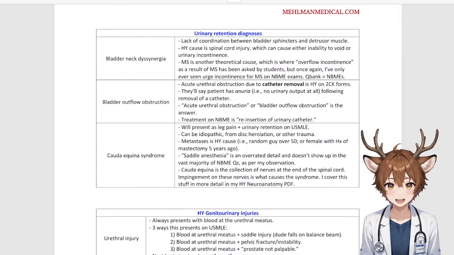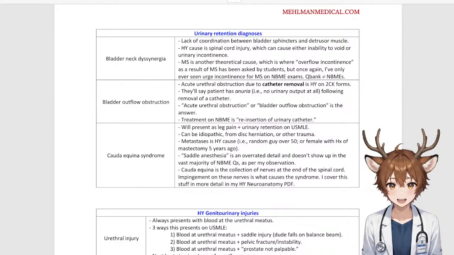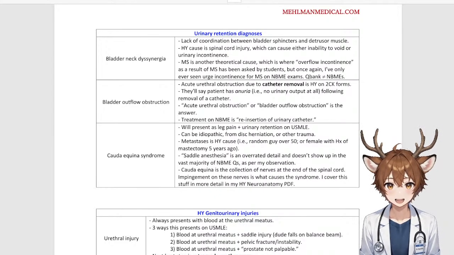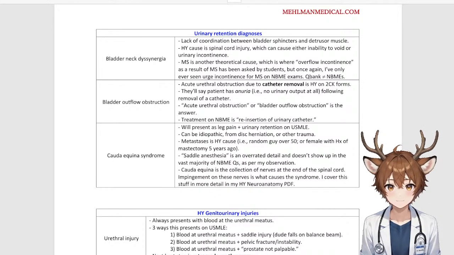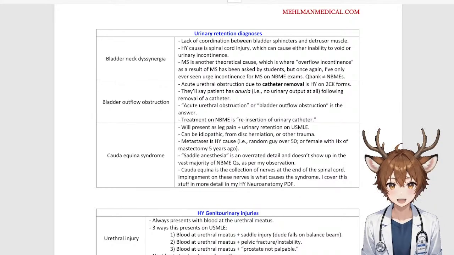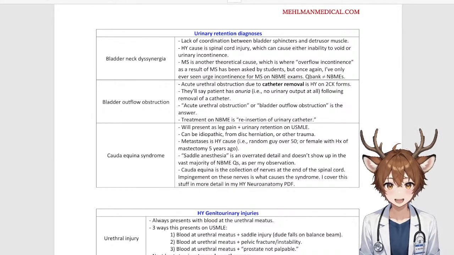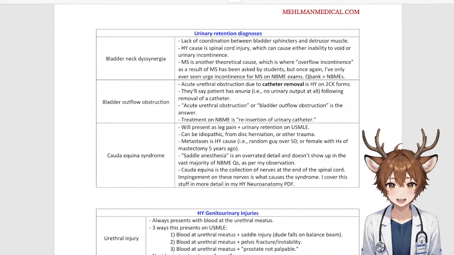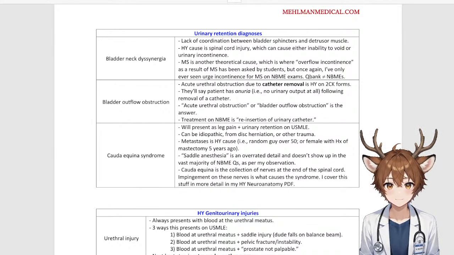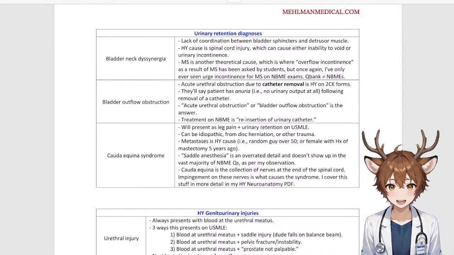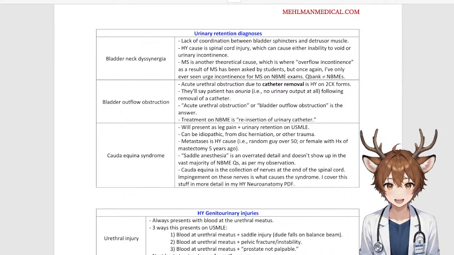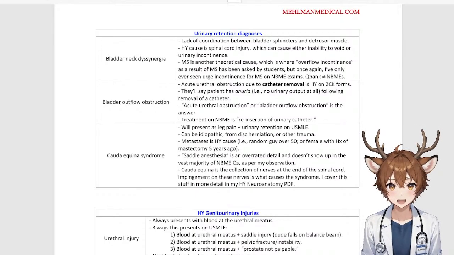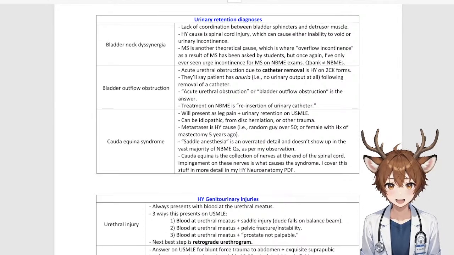Saddle anesthesia is an overrated detail and doesn't show up in the vast majority of MBME questions, as per my observation. They might tell you the other stuff, talking about disc herniation, leg pain, urinary retention, but saddle anesthesia might be too on the nose. So cauda equina is a collection of nerves at the end of the spinal cord. Impingement on these nerves is what causes the syndrome. I cover this stuff in more detail in my high-yield neuroanatomy PDF.